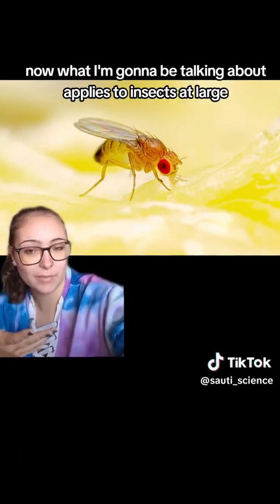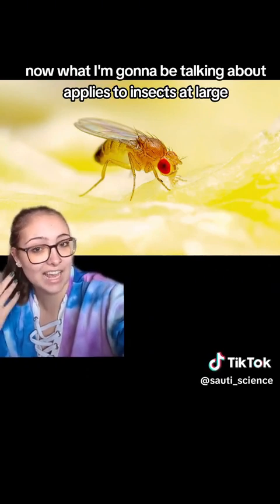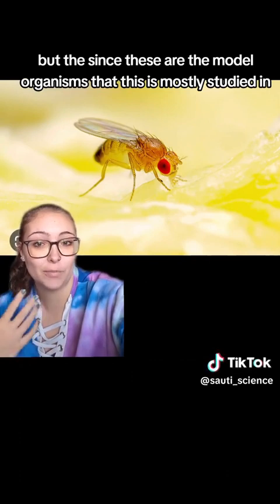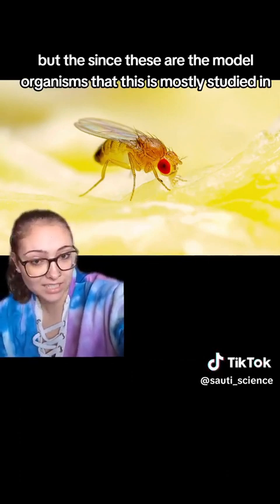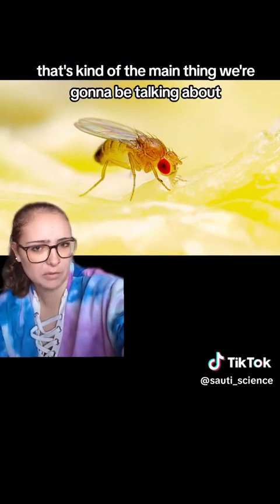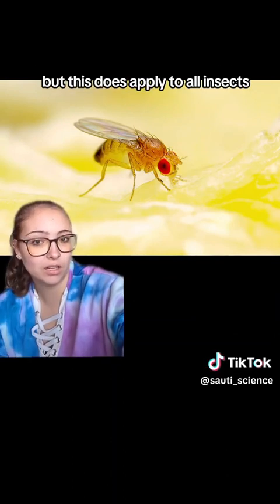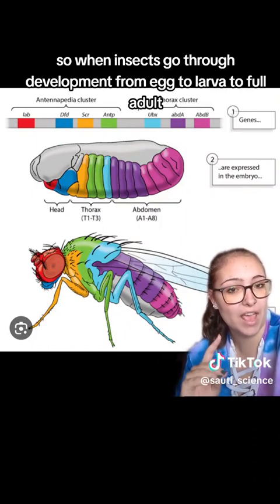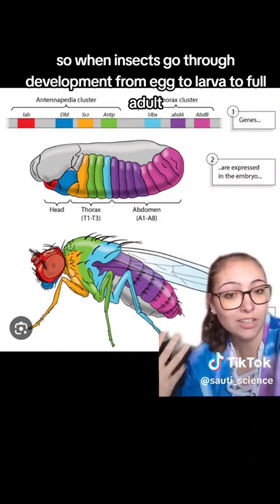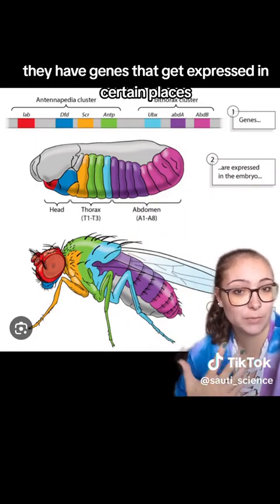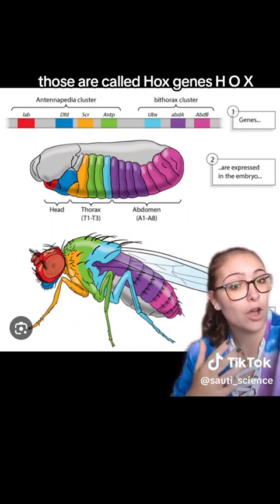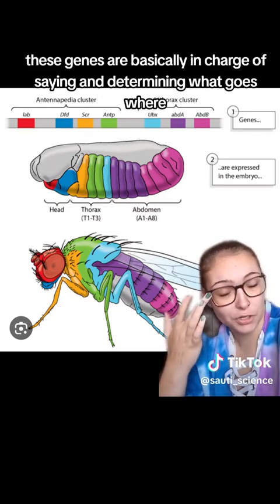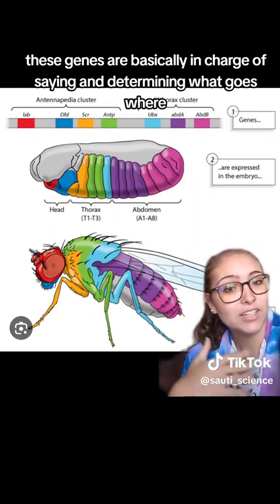They are a model organism, so they're used in a lot of things. Now, what I'm going to be talking about applies to insects at large, not just fruit flies, but since these are the model organisms that this is mostly studied in, that's the main thing we're going to be talking about, but this does apply to all insects. So when insects go through development from egg to larva to full adult, they have genes that get expressed in certain places. Those are called Hox genes, H-O-X. These genes are basically in charge of determining what goes where.